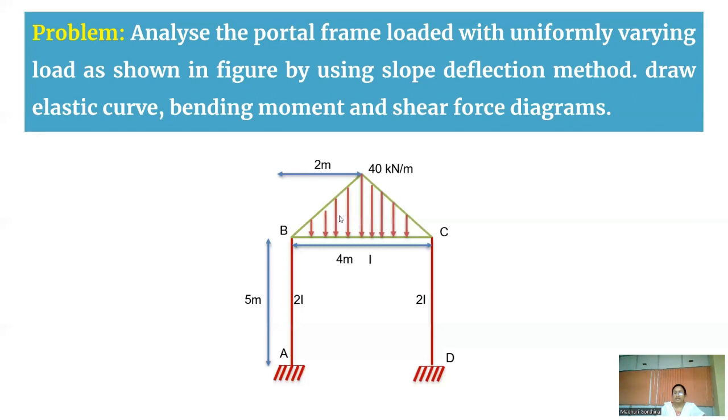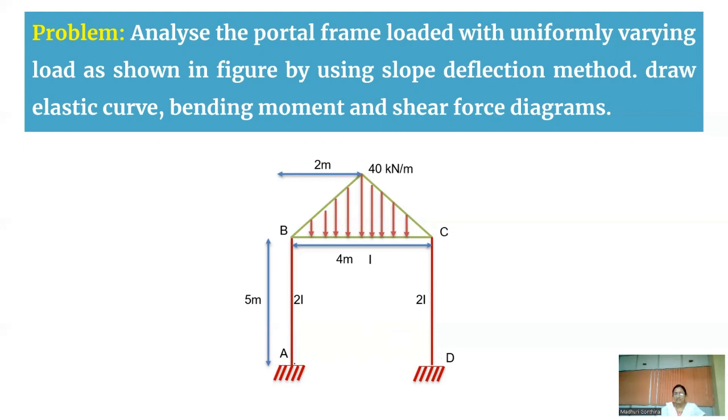So in this case, there is no sway condition. Why there is no sway: first, there is no lateral load acting at the B portion or on the column AB. Next, there are no uneven supports at A and D. Both supports are at the same level, and both A and D are the same kind of support, that means fixed support. So there is no case of sway condition here.